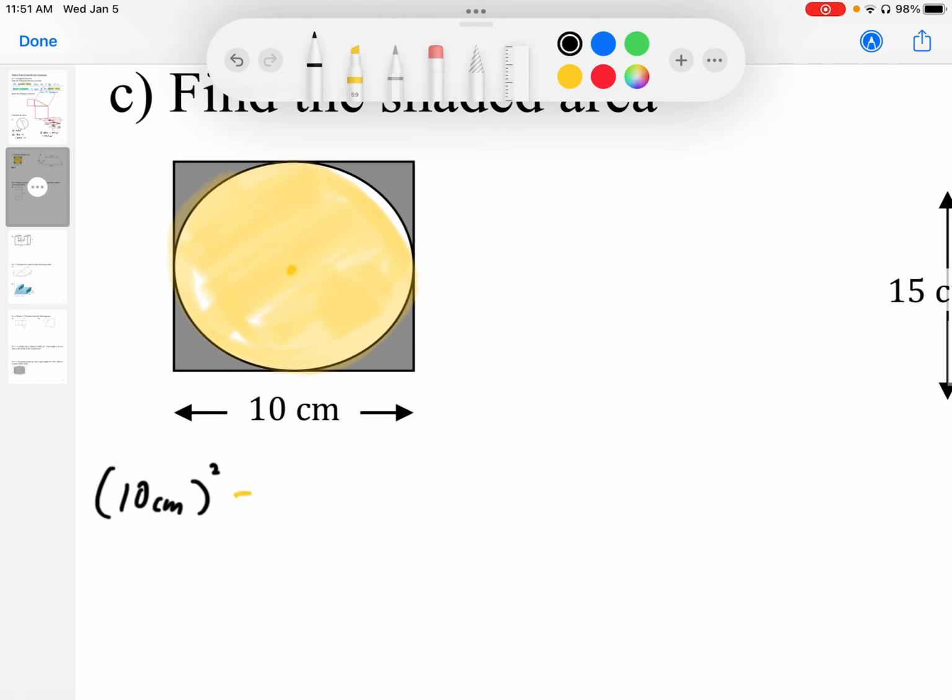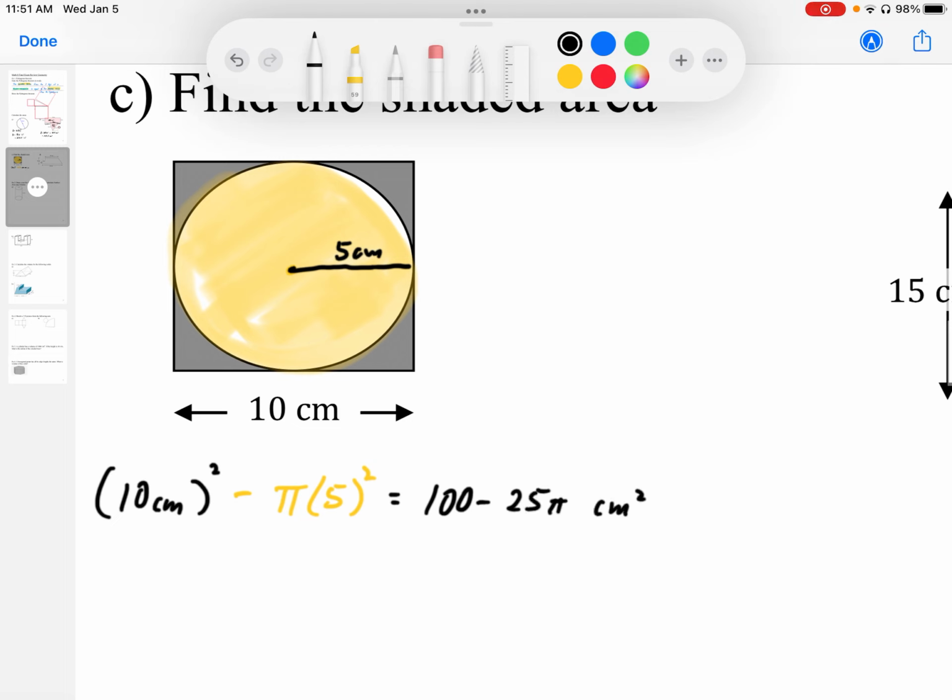Well, that circle is going to have a radius of 5. So we're going to take pi r squared. So we're going to square 5 to get the square, and then we're going to take pi of that, which gives us the approximate area of that circle. And that works out to be 100 minus 25 pi centimeters squared.